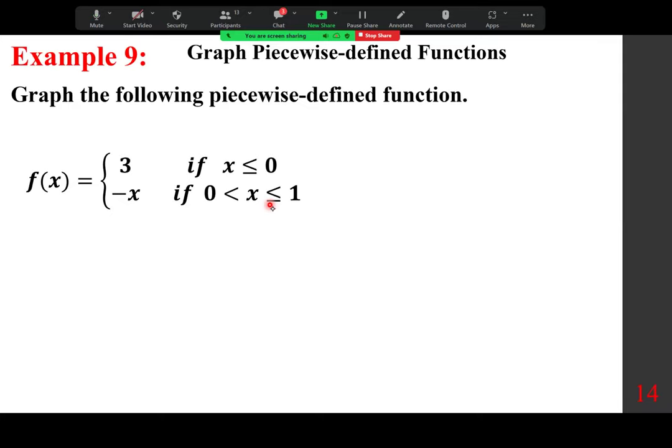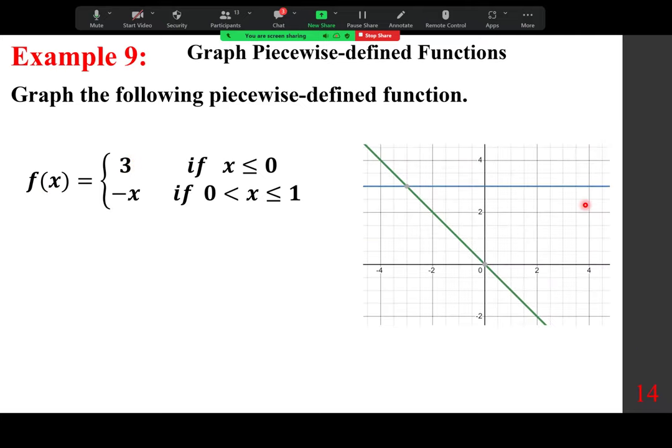So in short, we graph the first one, y equals 3, which is a horizontal line, and y equals minus x, which is a line that goes through the origin. So this is y equals 3, this is y equals minus x. Now we're going to put them together by looking at the restriction.